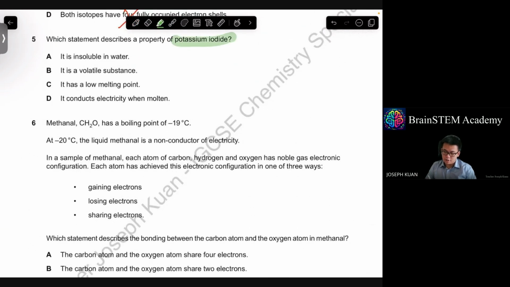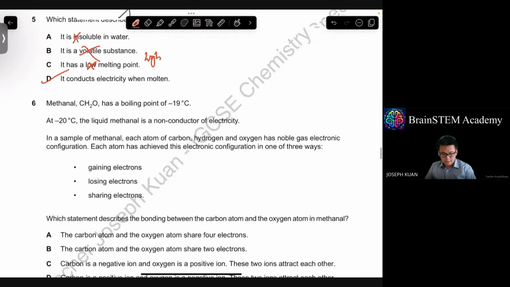Question 5. Which statement describes the property of potassium iodide? Given that this is an ionic compound, it is soluble in water, and it is not volatile. It should have a high melting point, and because it's an ionic compound, it conducts electricity when molten.